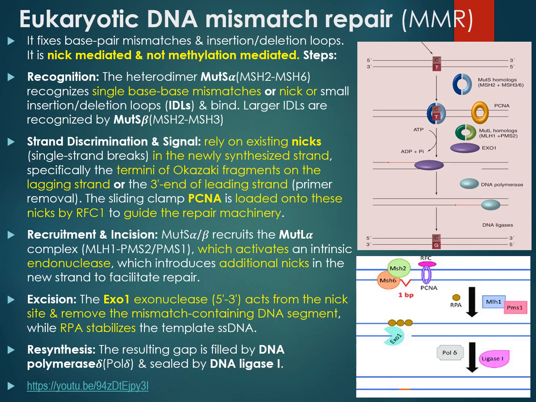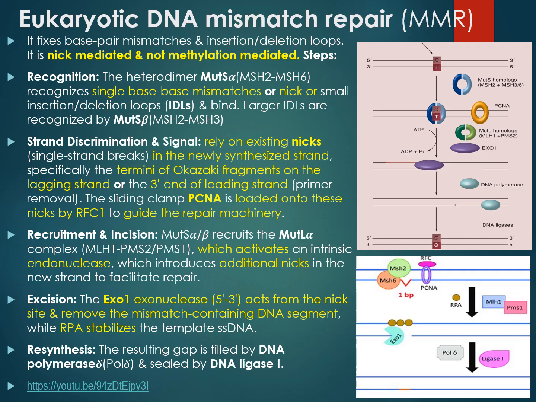First, the recognition is done by a complex called MutS alpha, which recognizes a single base mismatch, a nick, or a small insertion or deletion loop. If it is a larger insertion deletion loop, it will be recognized by MutS beta. So either alpha or beta, according to the mismatch, will bind, then discriminate the strand based on the nick, and recruit PCNA. And this relies on the existing nick.